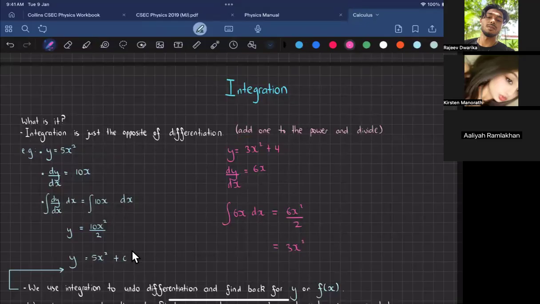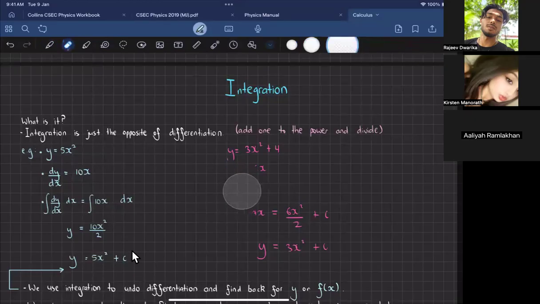The only thing is 3x squared. So what I need to do is put a plus c to account for any lost constants, because I would have lost the 4, right? And on the left-hand side, since we integrate dy dx, we're going to get back what? Y. So that's the concept there. I would like you all to copy down the notes. The notes summarize all of that.